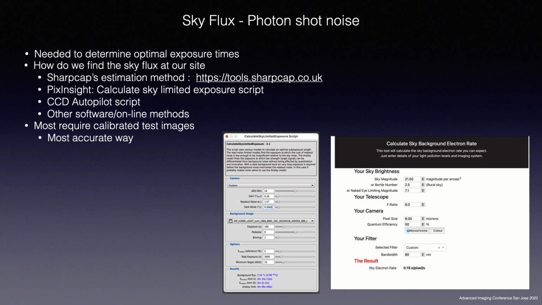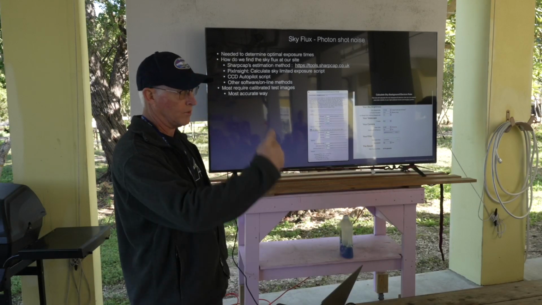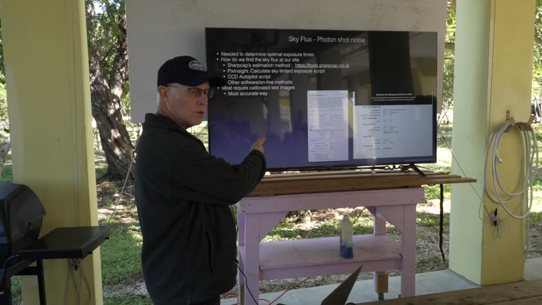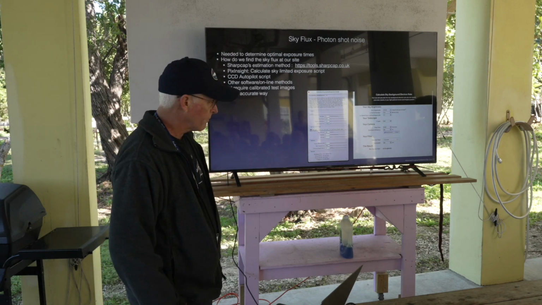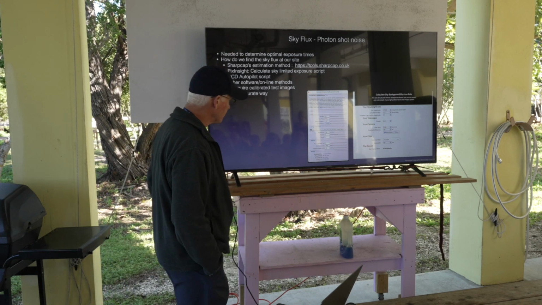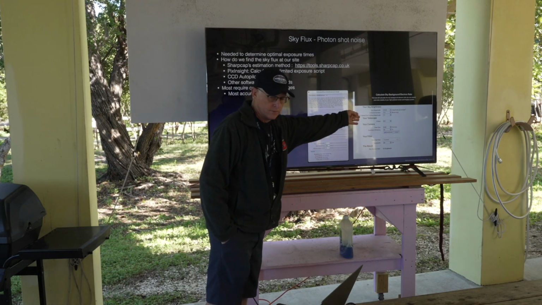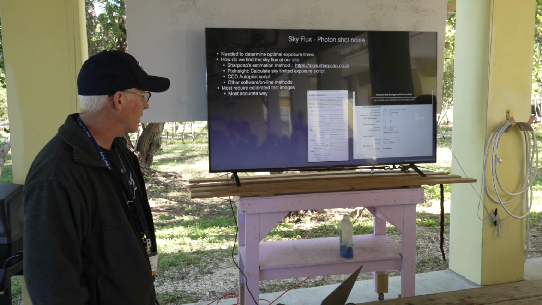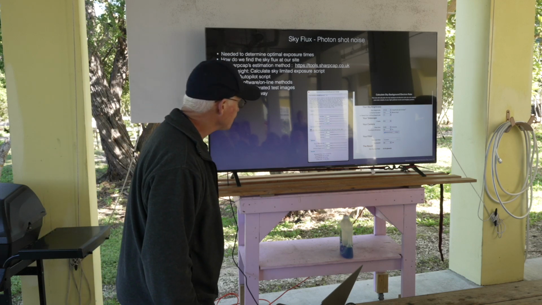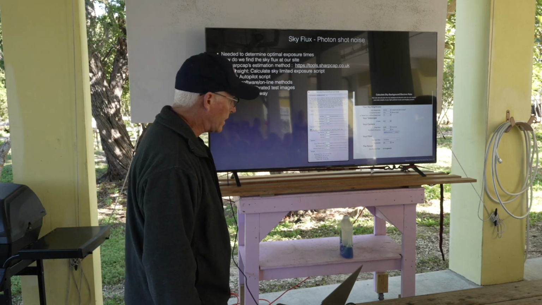There's other programs out there that'll do this for you. SharpCap has one. I used to use CCD Autopilot to automate what I did a lot. It had the same calculation within the program that I could come up with. But for me, the easiest way is this online calculator that was put together by Robin Glover, and it's really easy to use.